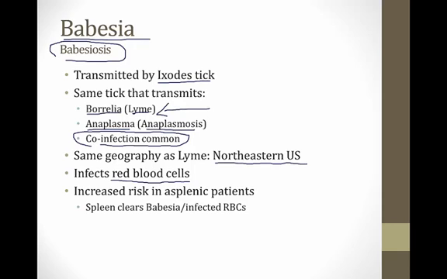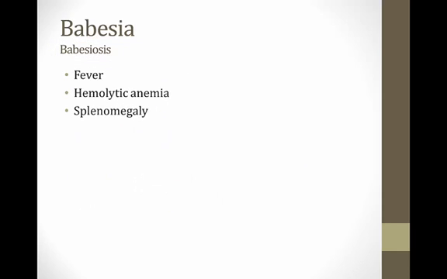And one thing to know is that patients who are asplenic, so if they've had their spleen removed, are at increased risk for Babesia because the spleen clears the red blood cells that are infected, and it obviously can't do that if you don't have a spleen. If you know that Babesia infects red blood cells, then the symptoms are pretty easy to make sense of. You get fever, which is a sign of infection. You get hemolytic anemia from the protozoa lysing the red cells that it infects. And you get splenomegaly as the spleen tries to clear those infected red blood cells.